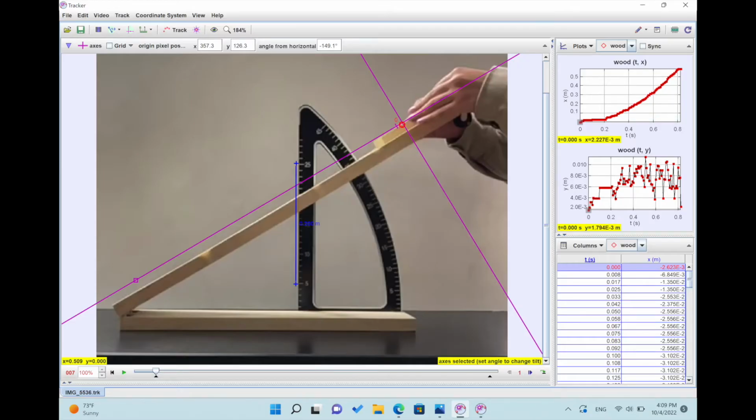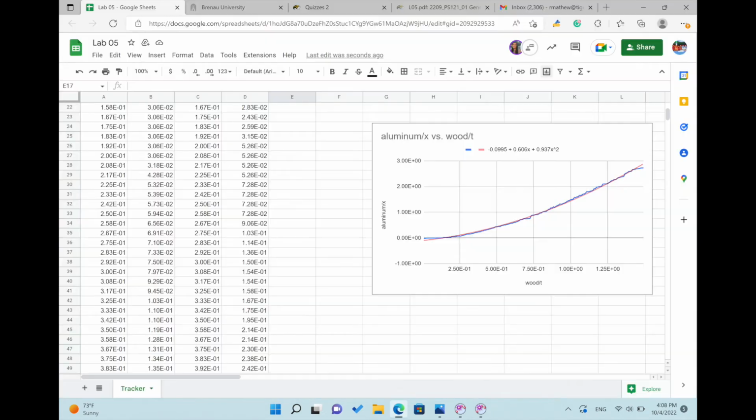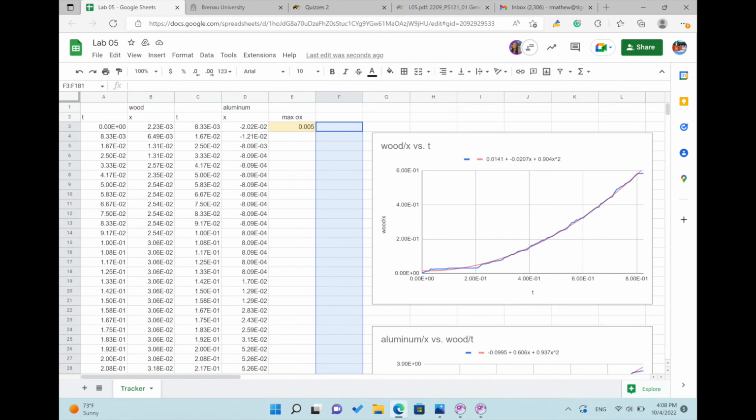The video was then put into Tracker, where we can see the wood and the aluminum slide down frame by frame. The data from Tracker was then copied and pasted into a spreadsheet where it created two charts for wood and aluminum with a polynomial fit type, which is also the same fit type that was used when measuring G in the previous lab. An equation at the top of each chart was also provided to find the acceleration of the wood and the aluminum.